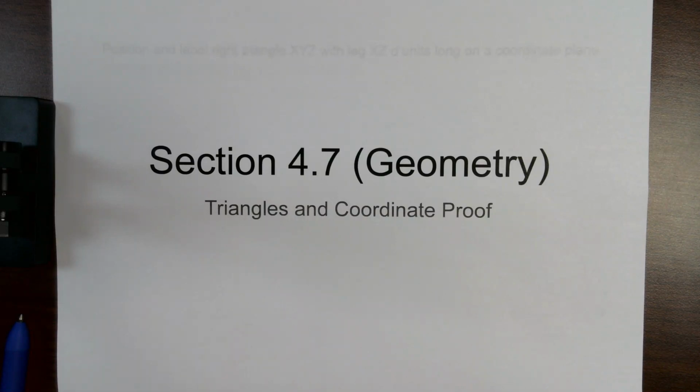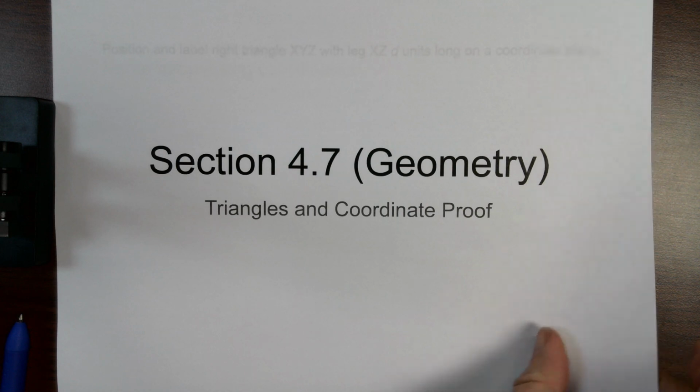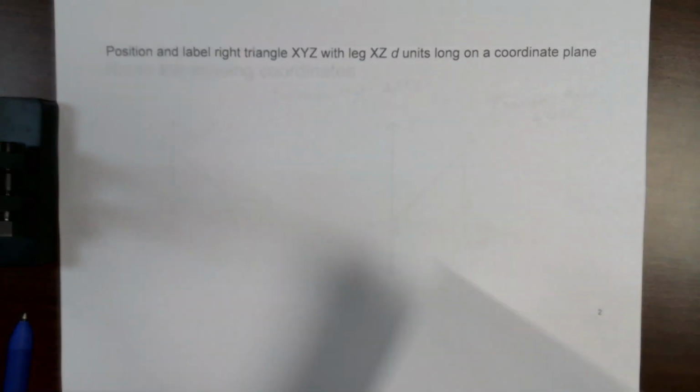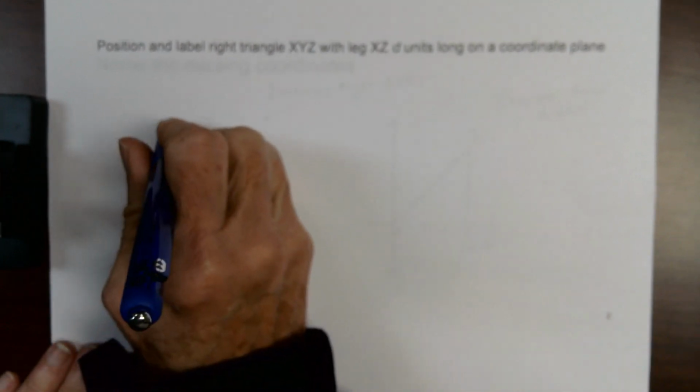Section 4.7 has to do with triangles and coordinate proofs. And these are not the kind of proofs you're thinking of. They're way easier. You're actually just putting the triangles on a coordinate plane, but not necessarily giving a constant value to something. This is an example. It says position and label a right triangle XYZ with leg XZ D units long on a coordinate plane.